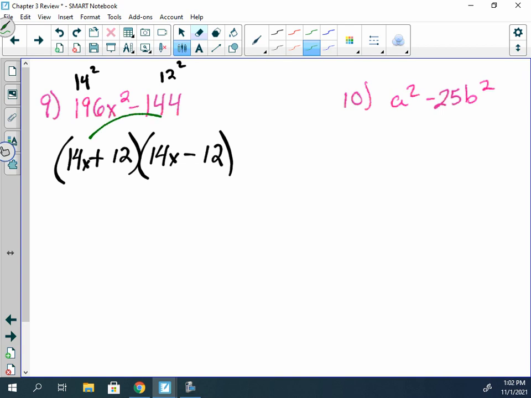Now, if we checked it and actually did the multiplication out, because we can do 14 times negative 12, and then 12 times 14x would be plus 168x, which would give us 0. But do we have a middle term? Well, no.